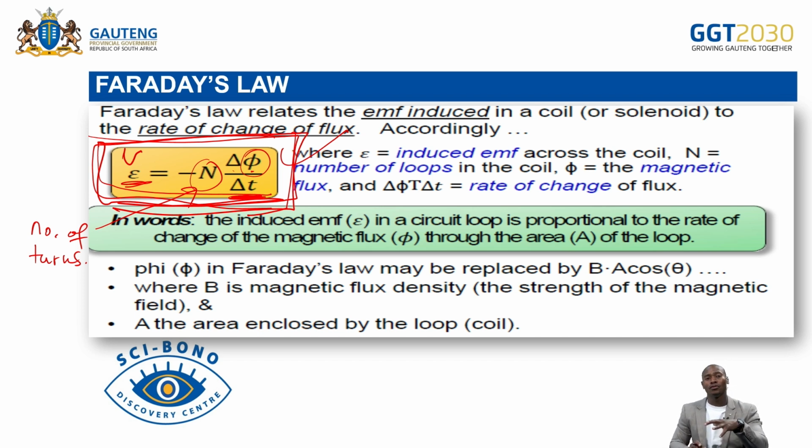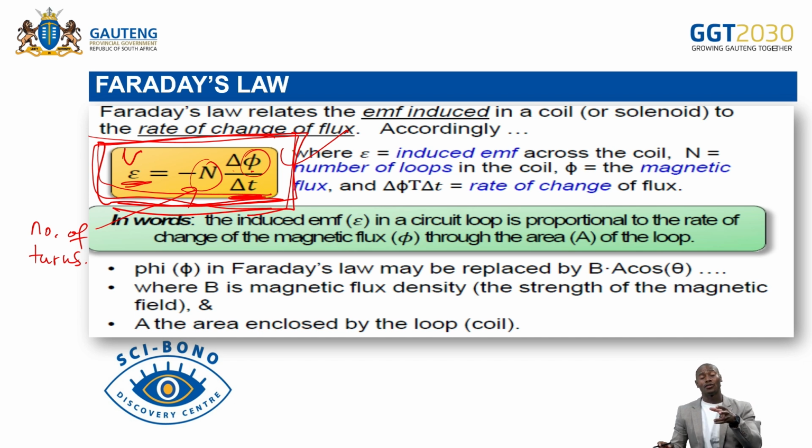We are going to do calculations next week. Initially, we talked about current in a conductor. Around that current-carrying conductor, there's a magnetic field. How do we find the direction of the magnetic field? Use the right-hand rule. Now we have moved to electromagnetic induction.